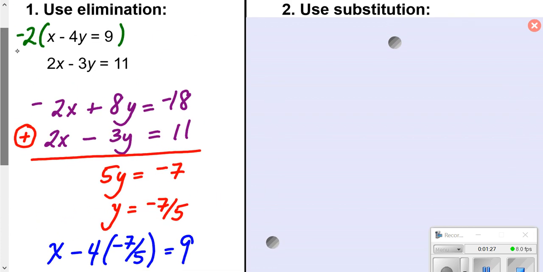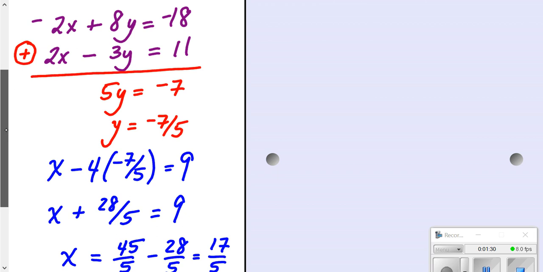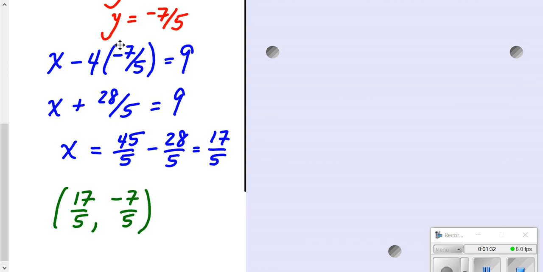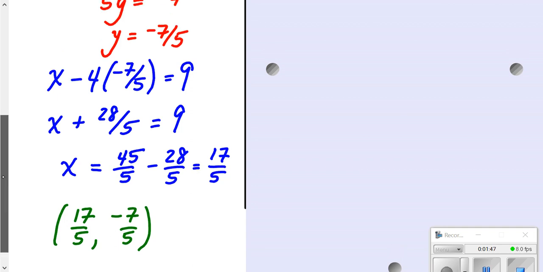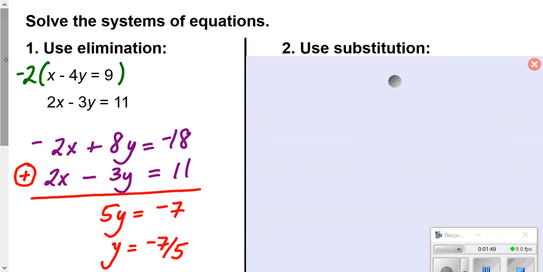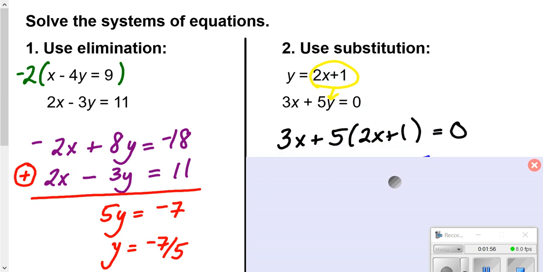and then you need to substitute that number back into one of the equations. I chose the top one, and I put the -7/5 in, and then did the arithmetic there, and then isolated the x. I got that x was 17/5, and that meant that these two lines cross at 17/5, -7/5. You can have that in decimal form if you prefer, but you should have the same equivalent numerical values.